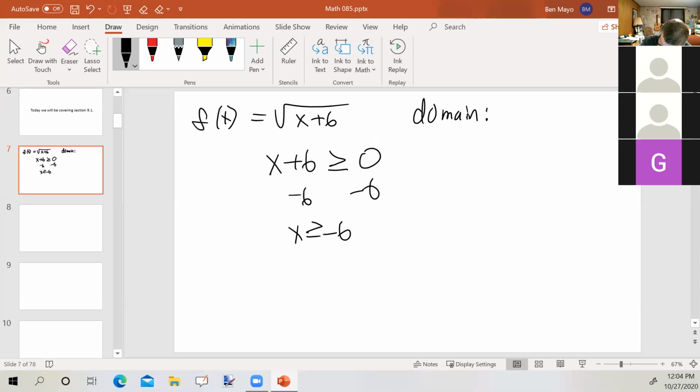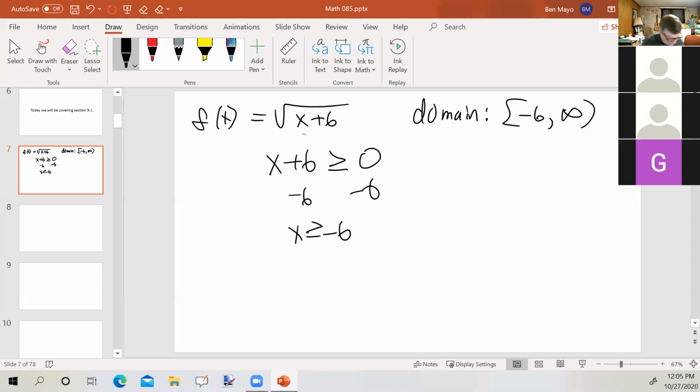And let's write that in interval notation. So the domain is anything equal to or greater than -6. If x is -6, we get the square root of 0, which is 0. If x is larger than that, we get positive, and the square root of positive is positive. Okay?